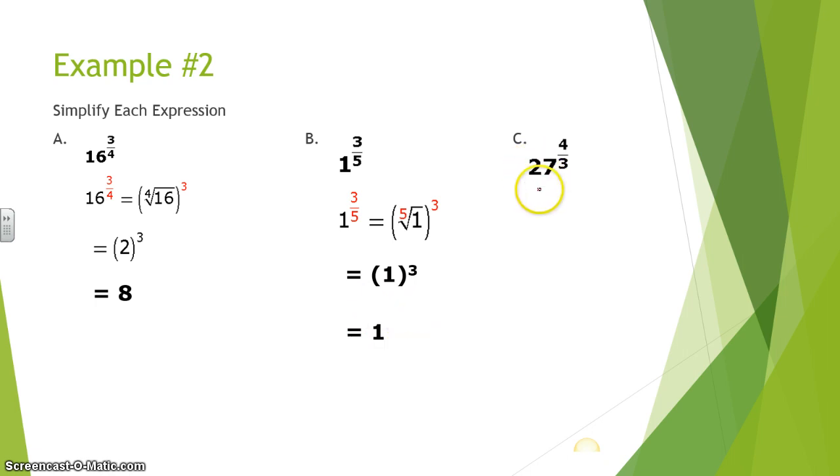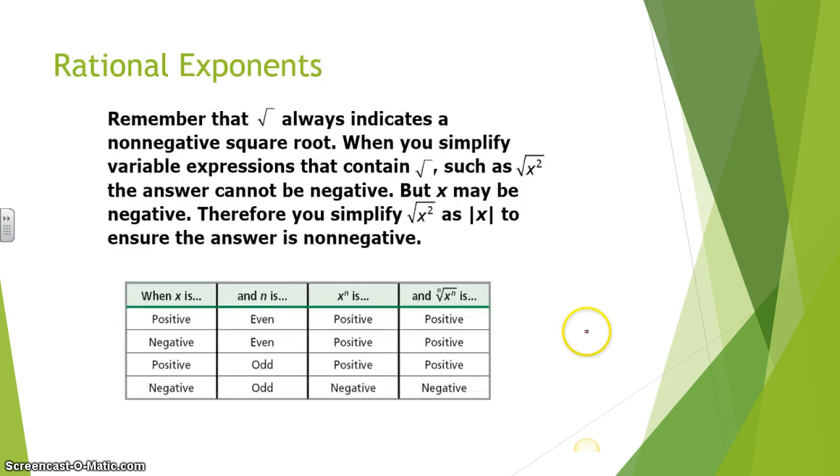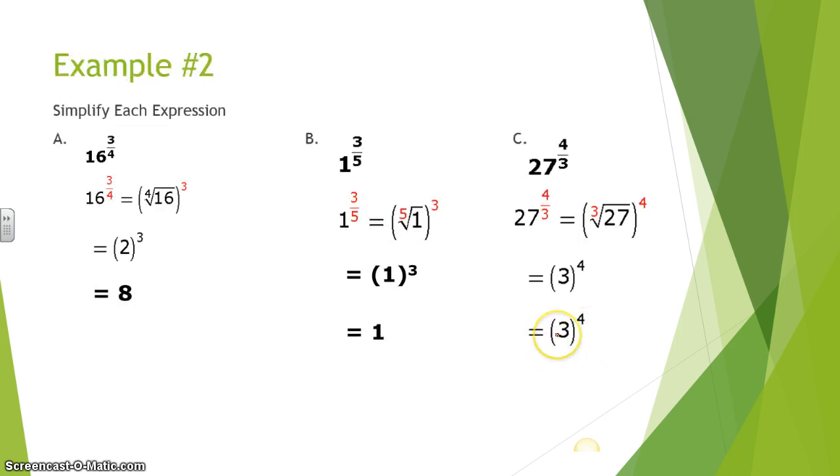And looking at c, we have 27 to the 4/3 power. So when we write that out, we have the cube root of 27 to the 4th power. That would simplify out to be 3 to the 4th, because the cube root of 27 is 3, raised to the 4th power, and then you can simplify that out even further and you get an answer of 81.